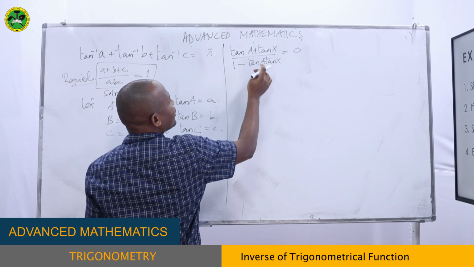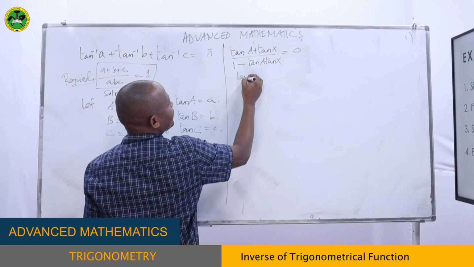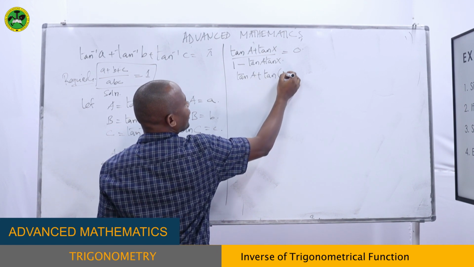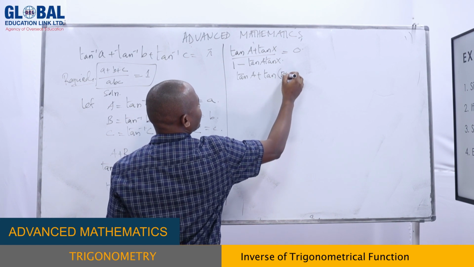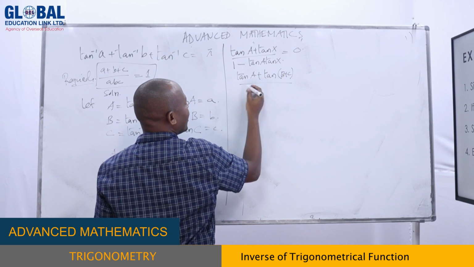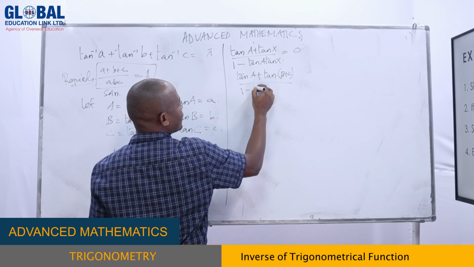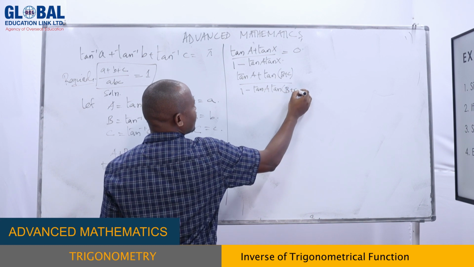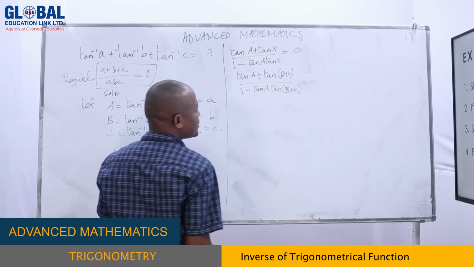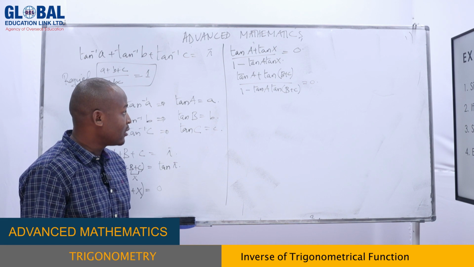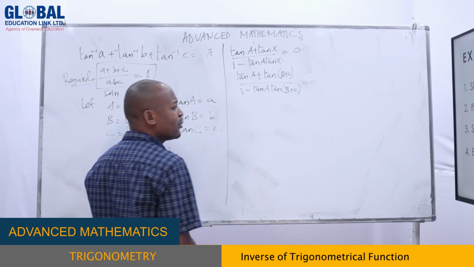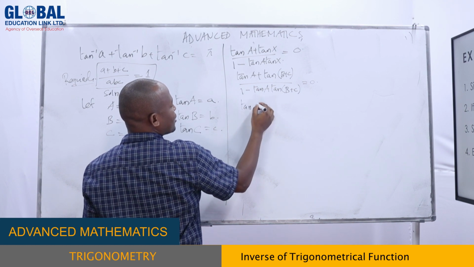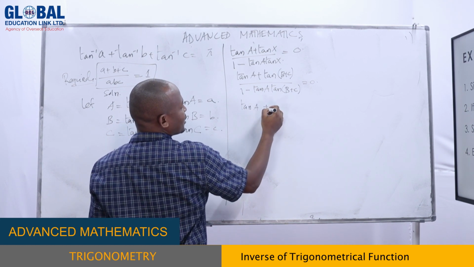That is to say, we are going to have tan of A plus tan of B plus C over 1 minus tan of A tan of B plus C, and all of that equals 0. So can we open that? It's fairly simple and very easy. Let's open that.